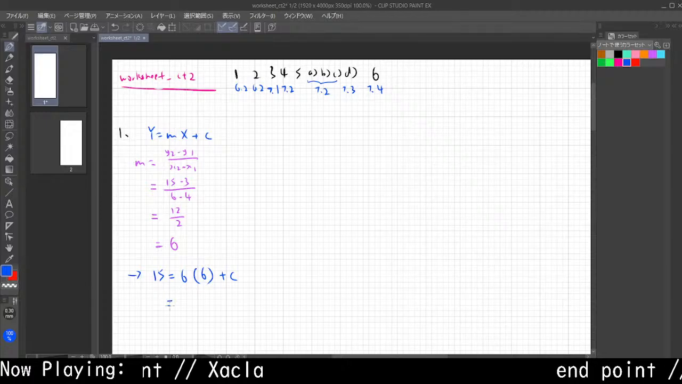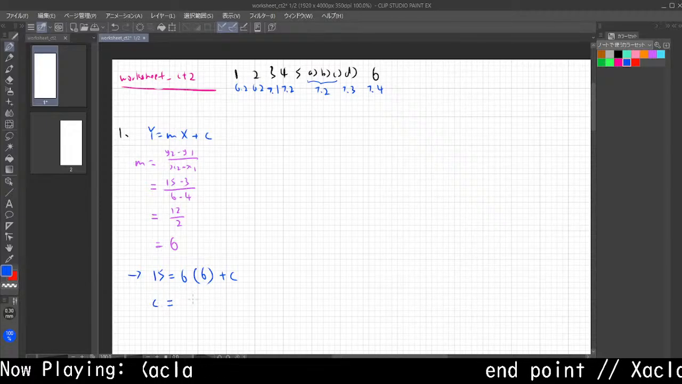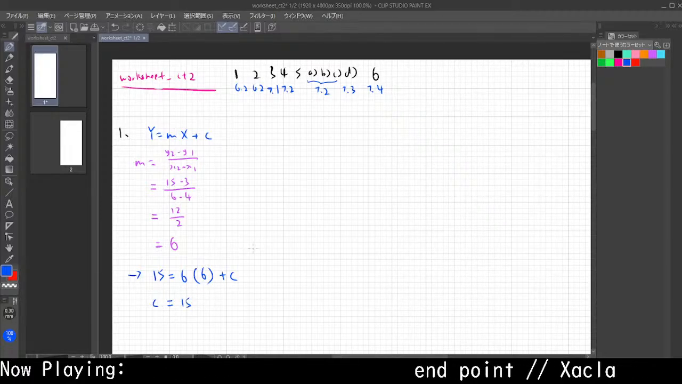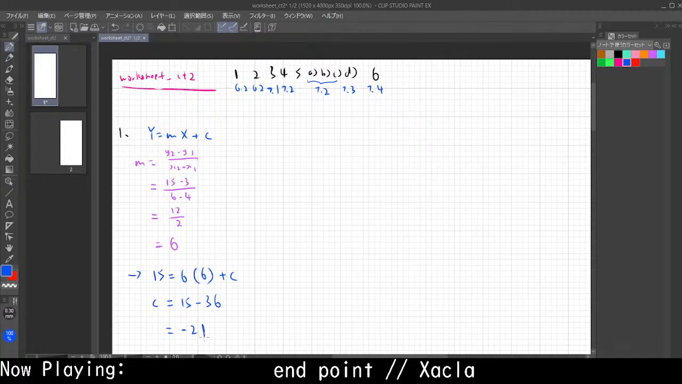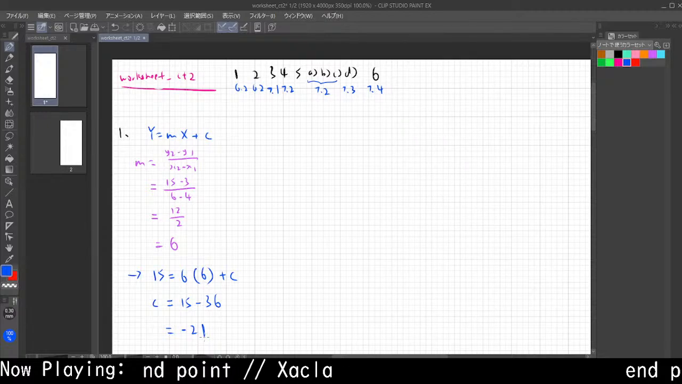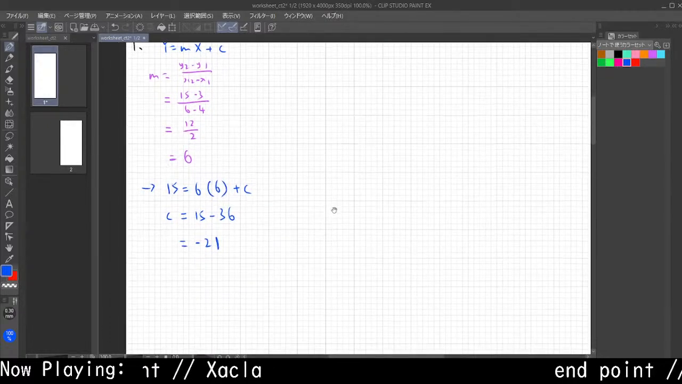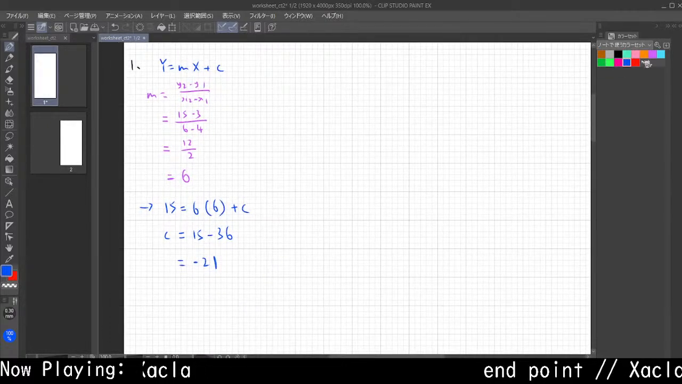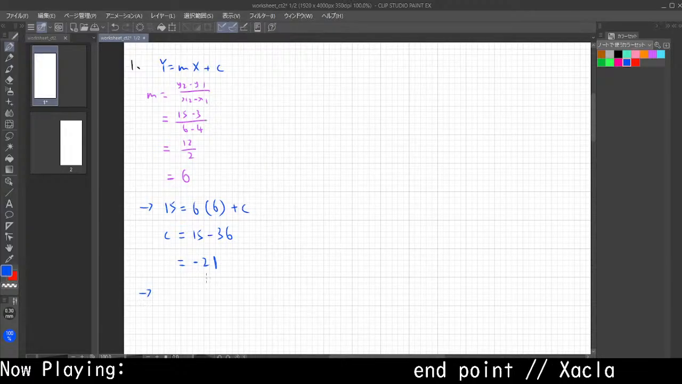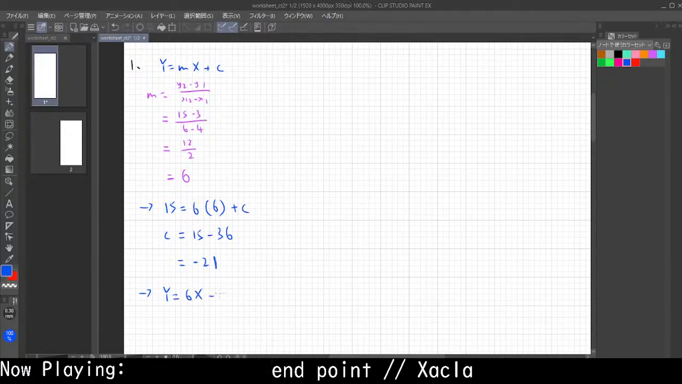Then you basically just calculate your c. c equals 15. 6 times 6 is 36. 36 you bring over, plus becomes minus. This gets you negative 21. Therefore, your equation is written as y equals 6x minus 21.